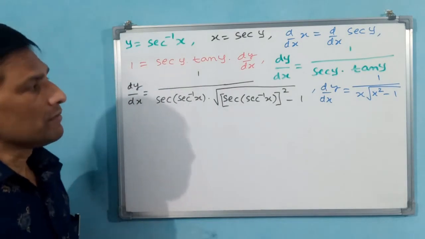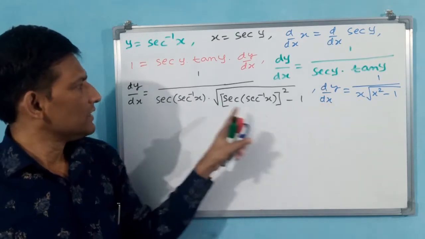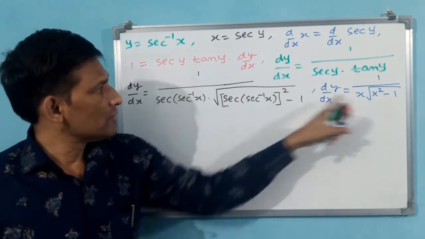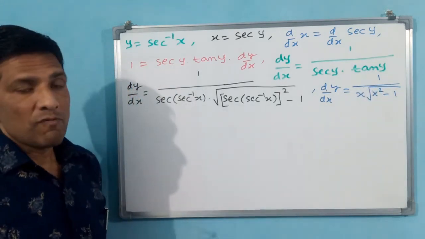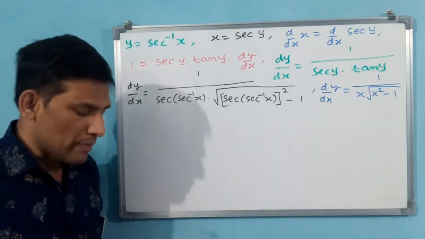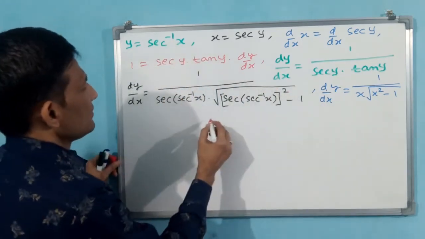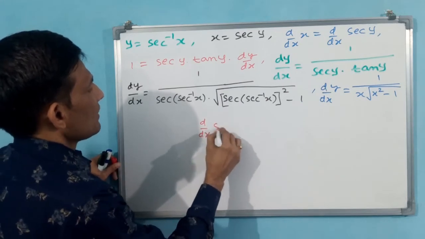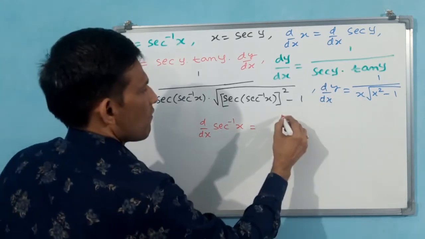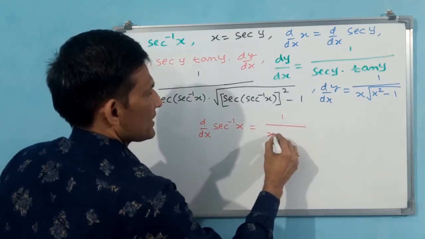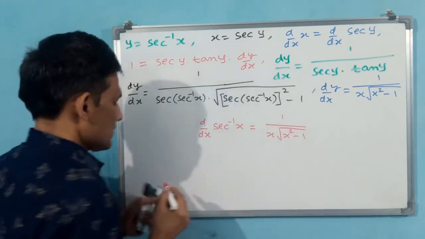Is it okay? First you see what I have written there. Why? Because this is going to become x, this is going to become x. But square is there, minus 1. dy by dx is equal to 1 by x into square root of x square minus 1. Okay, now you write it like a standard, not dy by dx. You write down d by dx of secant inverse x is equal to 1 by x into square root of x square minus 1. Okay.